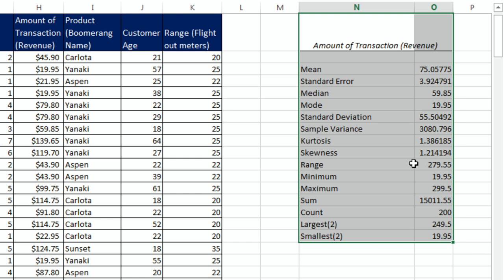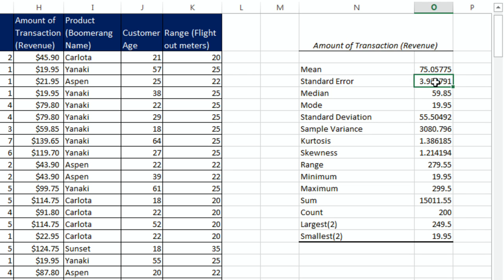I click OK, and instantly, look at that. It calculated the mean. Standard error, we'll learn about that later. Median, mode, standard deviation, variance, skewness, range, max, min, sum, count, and even the largest two. However, this data is not linked. It is static. So if the data were to change, you'd have to run this feature again.